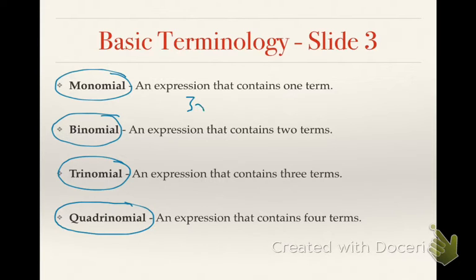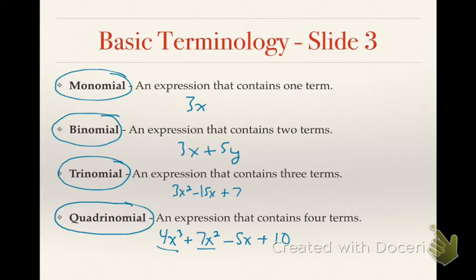So 3x is a monomial. 3x plus 5y is a binomial. 3x squared minus 15x plus 7 is a trinomial. And a quadrinomial would be 4x cubed plus 7x squared minus 5x plus 10, for instance. That's a quadrinomial. There's 1, 2, 3, 4 terms separated by addition and subtraction.